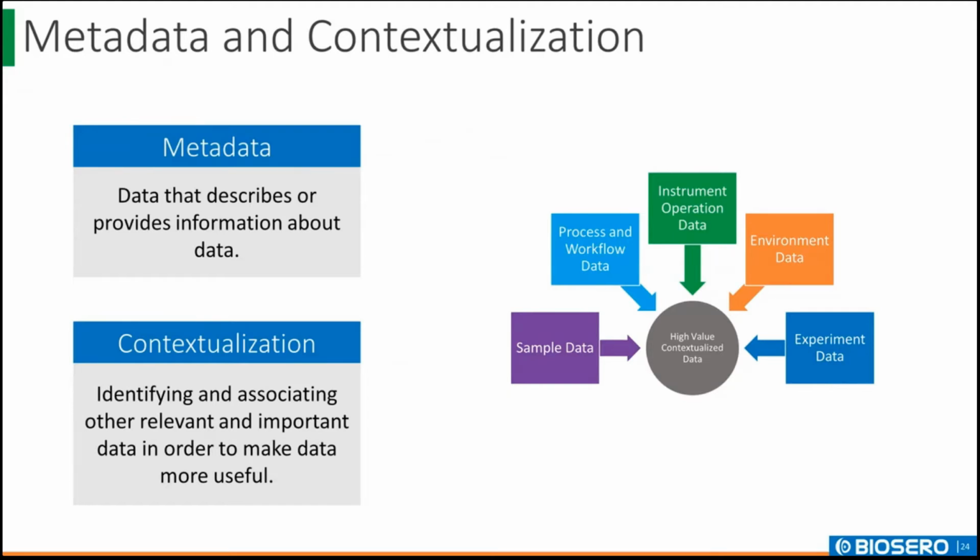So once we see why this data is so valuable, it's really important to talk about how we capture it. And this is really all about metadata and contextualization. So metadata is data that describes or provides information about other data. So when you capture a temperature, you need to know something about it, right? What instrument it was recorded on, when it was recorded, etc. Contextualization then is really identifying and associating other relevant and important data in order to make that data more useful. It's that data in aggregate within its context that really provides its value. So being able to properly capture and contextualize data is key.